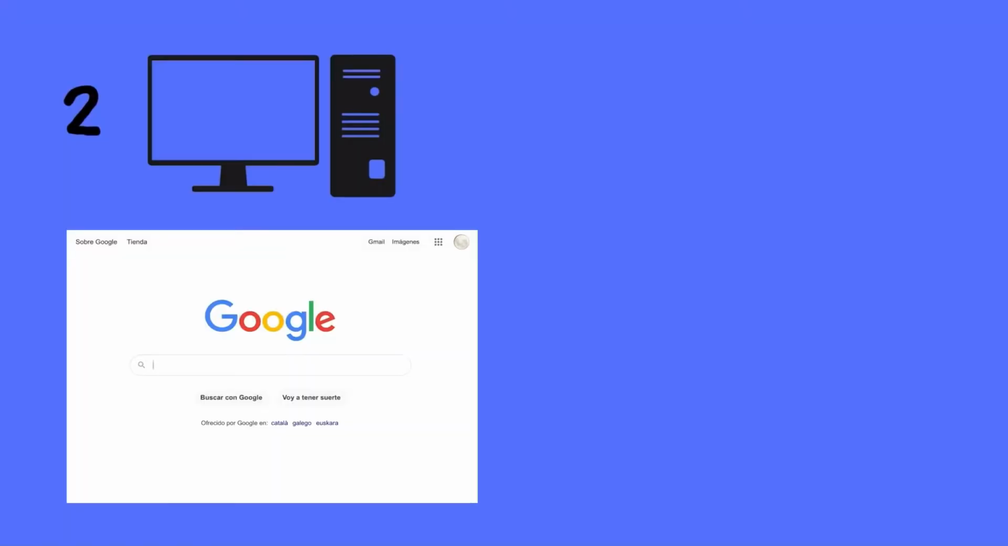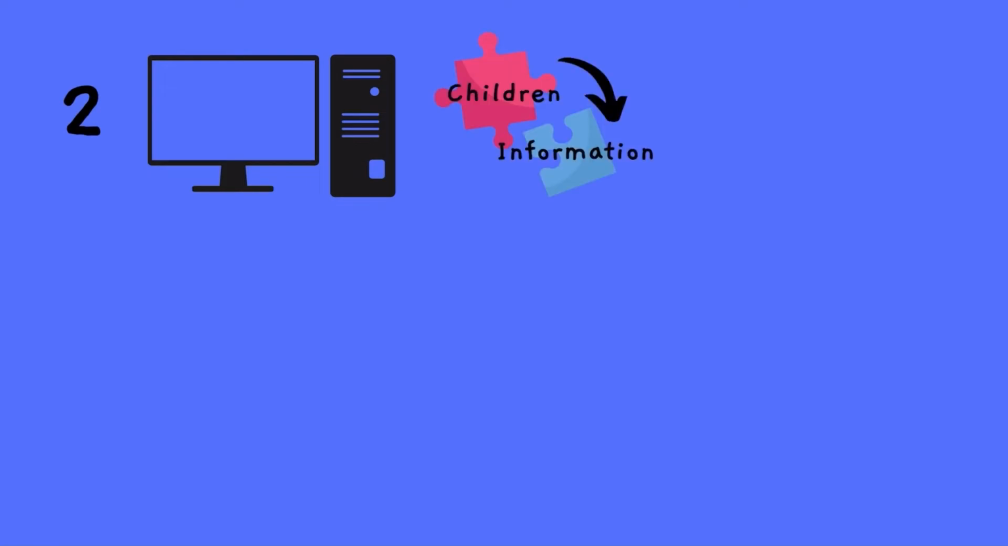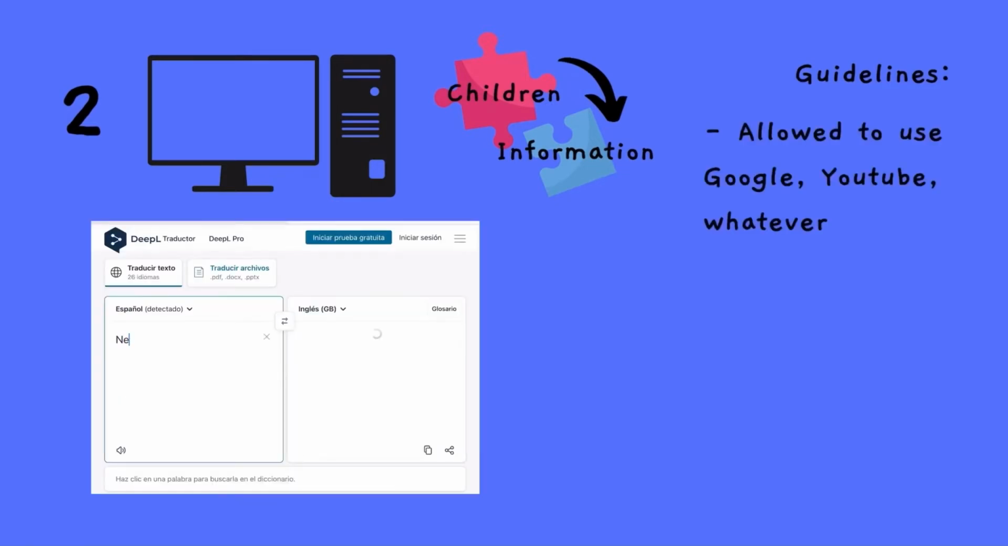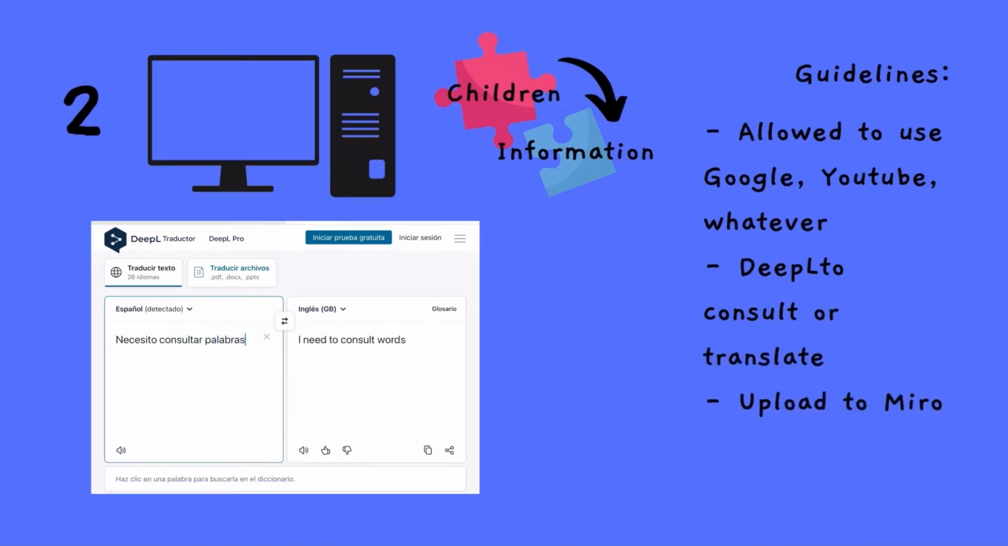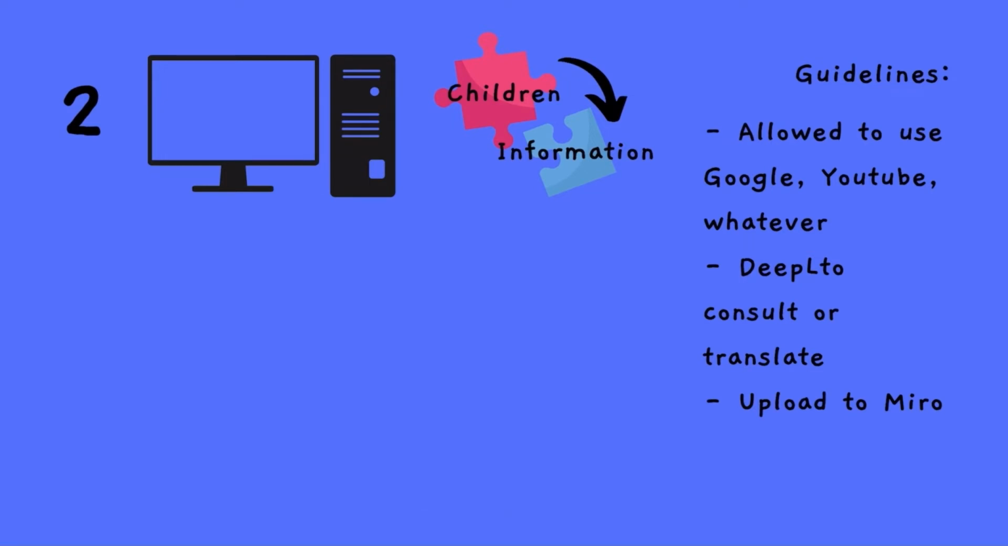In the second session, the children will go to the computer room to search for information. In this way, the children are the ones who go to the information and not the information to the children, as was the case in European society a few years ago, and which has marked today's society. They are given the following guidelines. They can use both Google and YouTube or wherever they want to search the information, but they can only use DeepL as a translator for consultation. At the end of the class, everyone must upload it to the Miro previously designed by the teacher, which is going to be one of the final products of the activity.